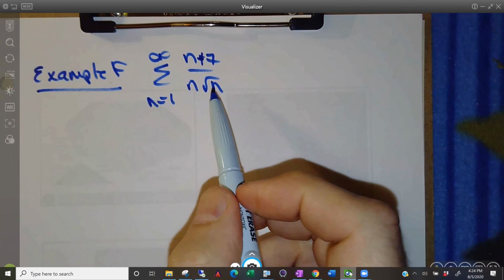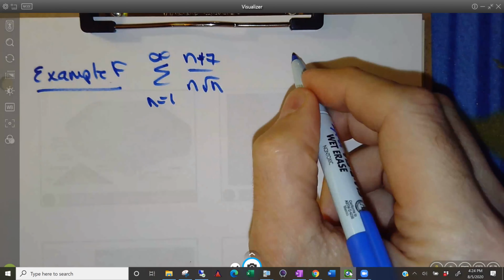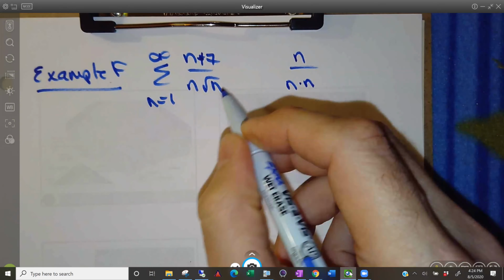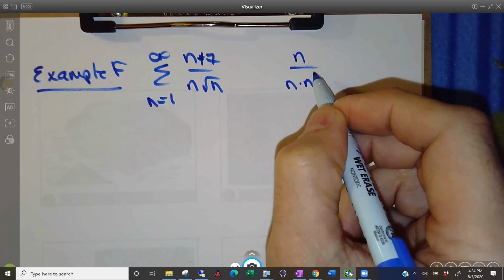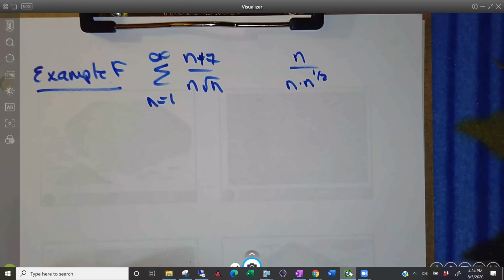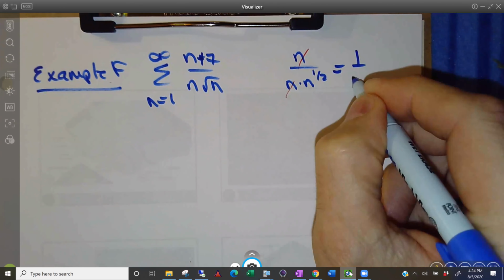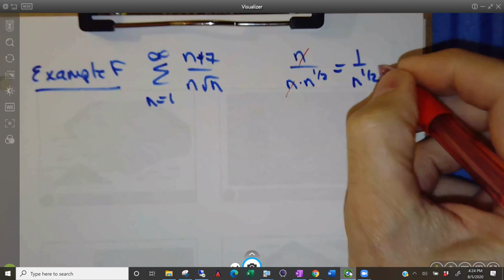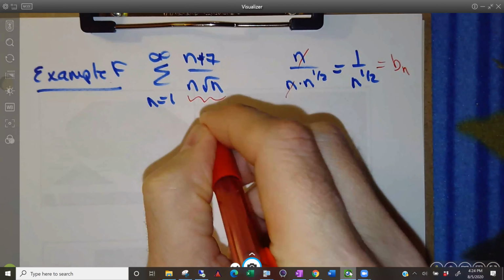And for that, what I do is I look at this and say, all right, let's just take a look at n over n times square root of n. That is n to what power? 1/2. And guess what? Those cancel. So 1 over n to the 1/2. What if I chose that for my b sub n? This is my a sub n.